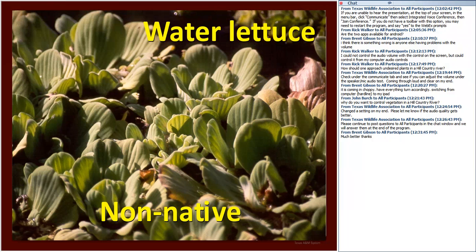This next species, unless you are along the coastal bend or deep South Texas, you're unlikely to run into. This particular species is water lettuce. Many people describe the leaves as looking like fuzzy tongues. They are hairy, they have those parallel flowing veins that you can see in the leaf, and they form these little floating lettuce heads, and that's why it gets the name water lettuce.